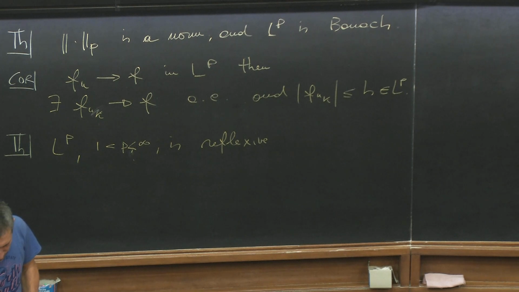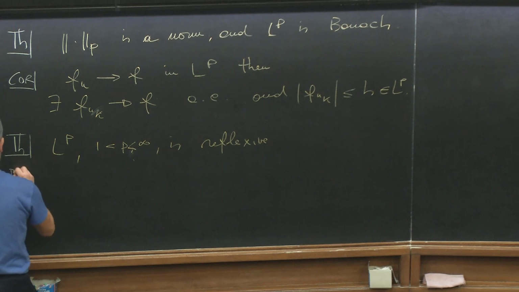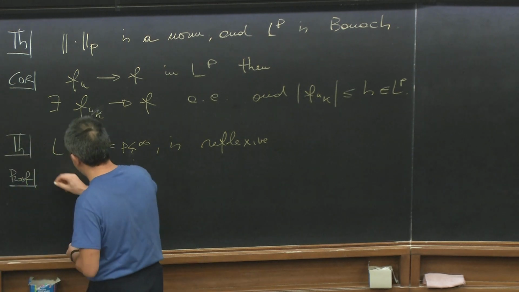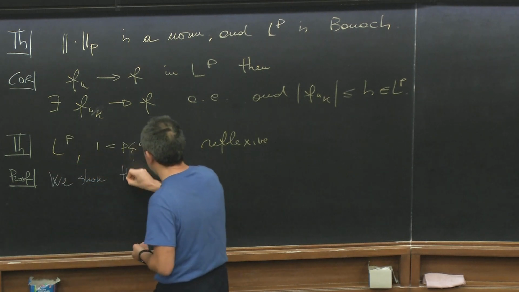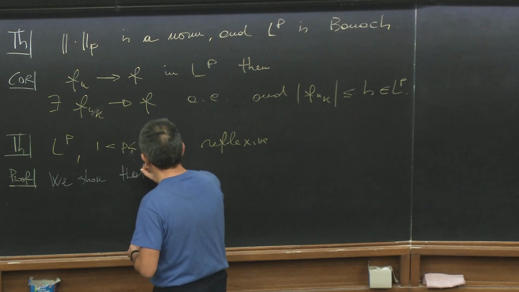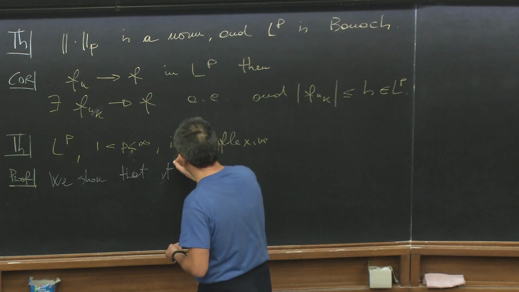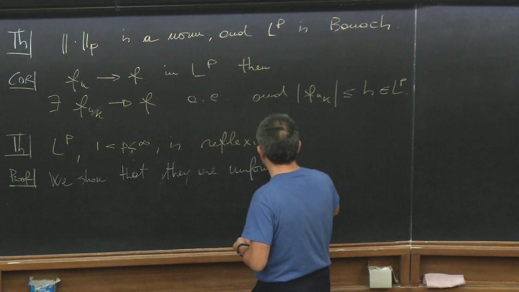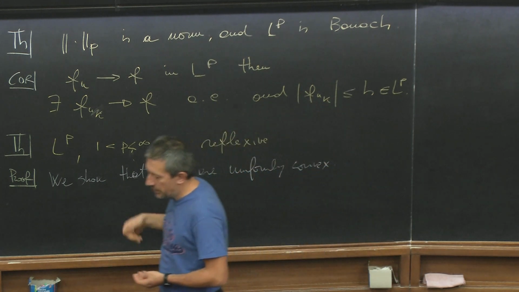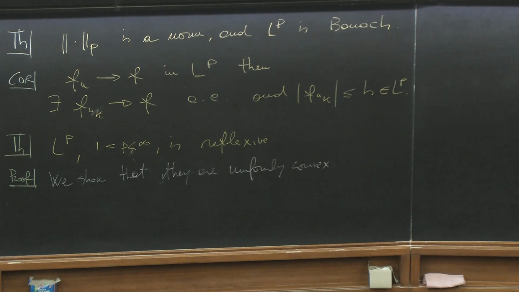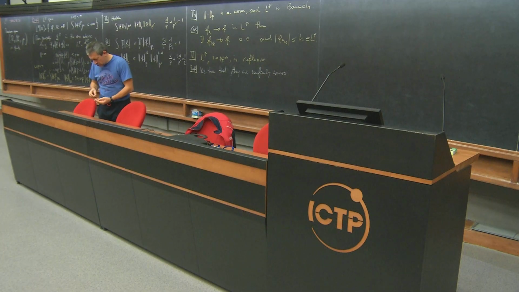Now the proof of the book is to show that it is uniformly convex. At least one part, because if you remember, we have seen on Friday that if it is uniformly convex, then we showed that the canonical injection into the bidual is surjective. That was the proof. Okay, so let's see this proof.